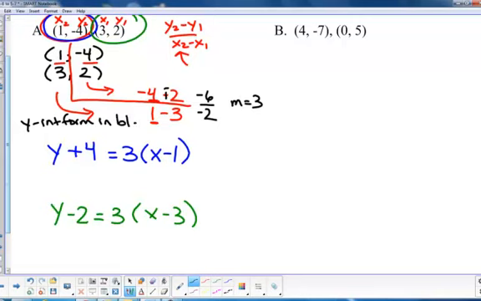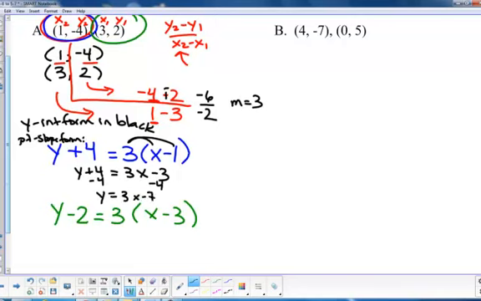We'll be in black here. This is point slope form. So to get to y-intercept form, I would distribute my 3. So y plus 4 equals 3x minus 3. And then I would subtract 4. So y equals 3x minus 7.